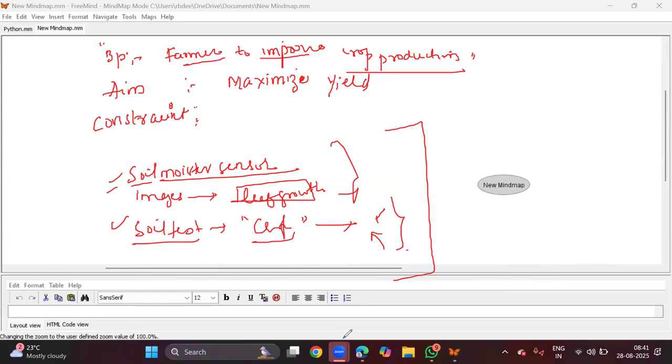So he will put a constraint. Arey bhai, I want a solution, but I don't want a costly solution. You give me a solution where I can get more yield, but the cost should be minimal. Okay, the cost should be minimum. You give me a solution, but the cost should be minimum.